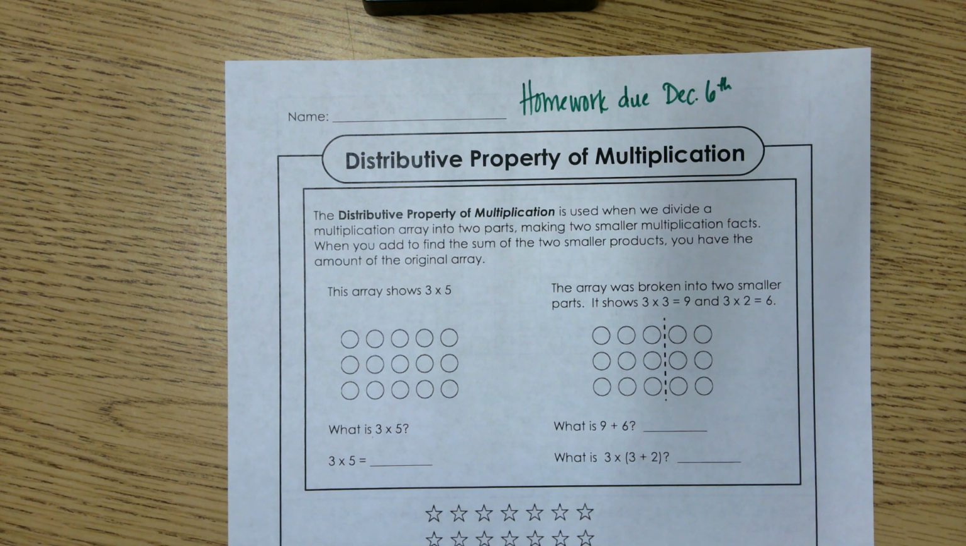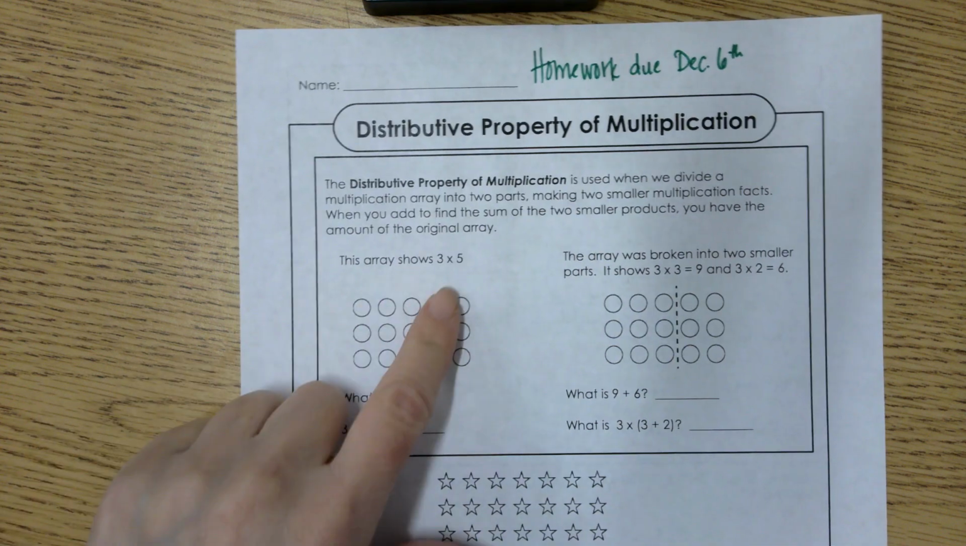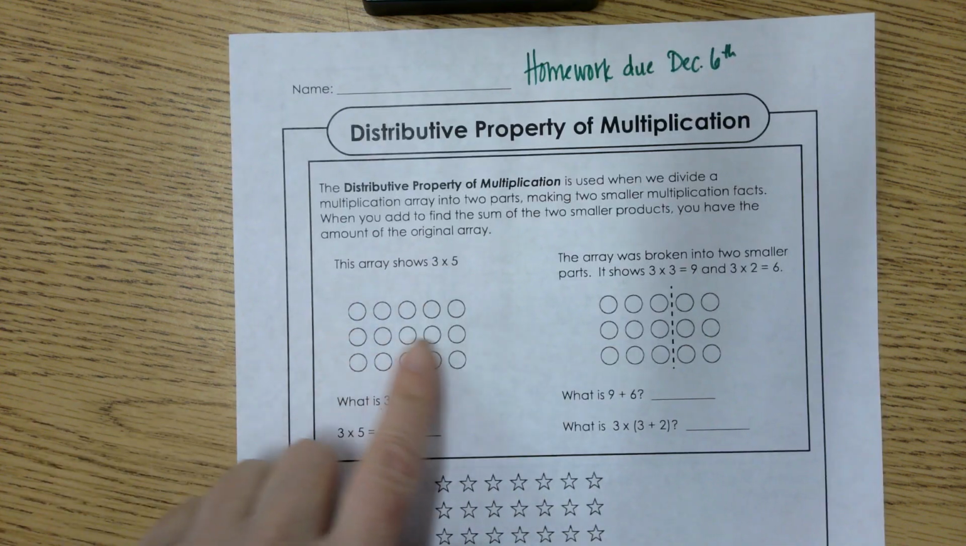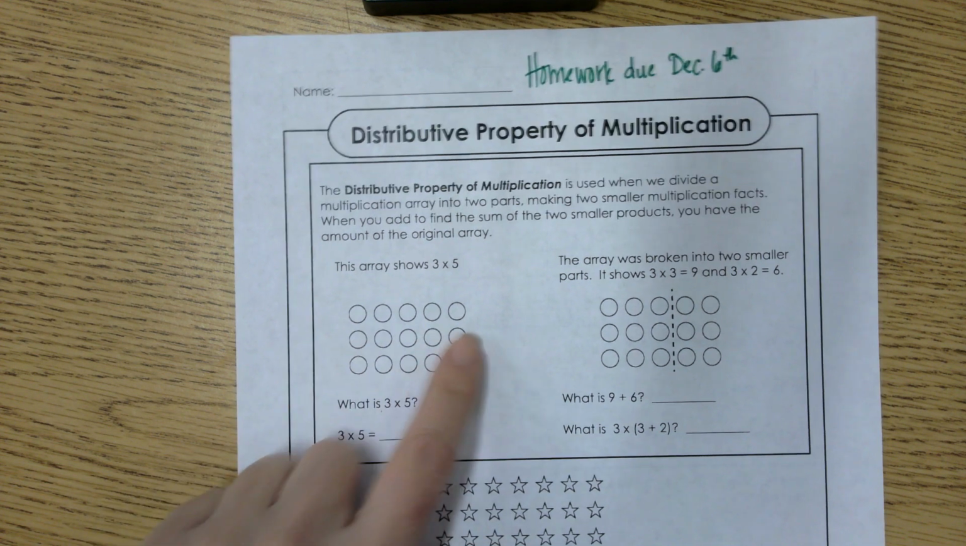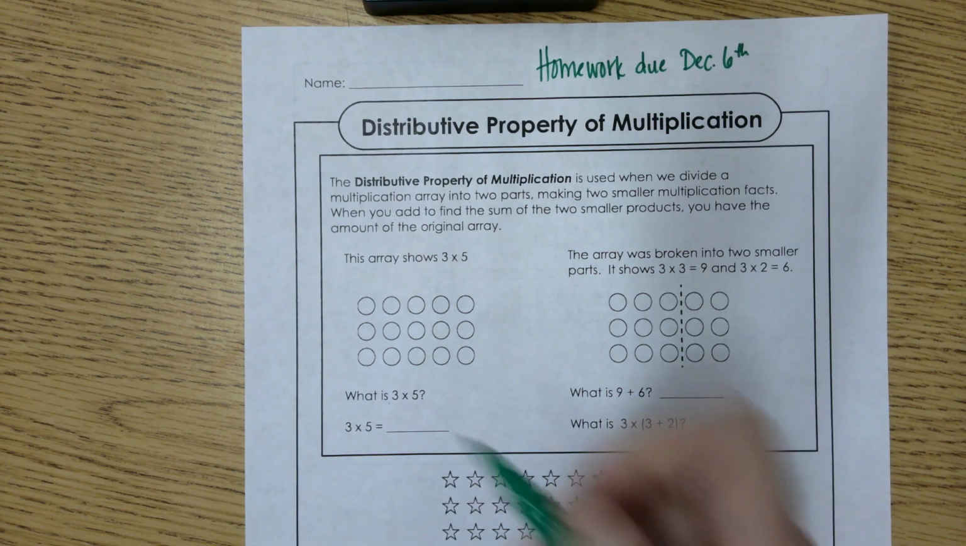We're going to be talking about the distributive property in multiplication, and it's when we take an array and divide it into two parts, making two smaller multiplication facts, making it easier to solve. So in this sample box here, we have the original array, which right here is 3 rows of 5. So we've got 3 rows, 5 in each row. What is 3 times 5? Well, we could add them up. 5 plus 5 plus 5, which equals 15.